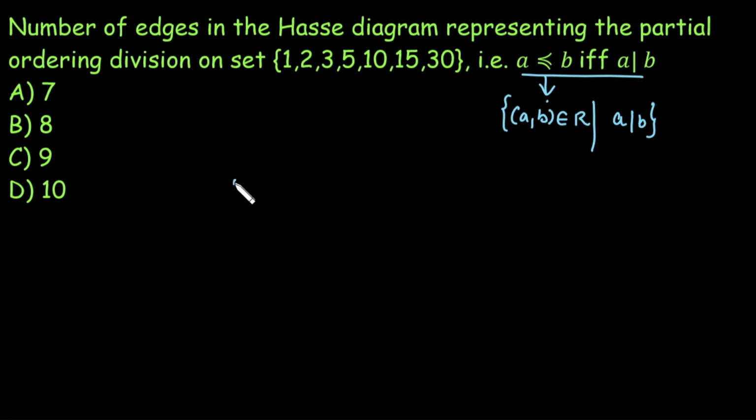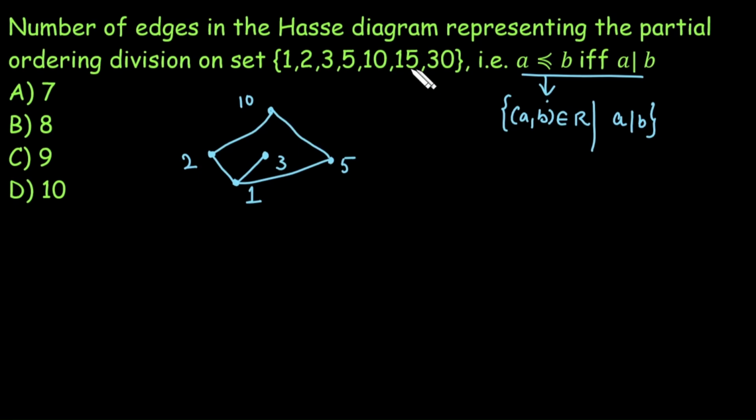Take the first element, put it at the bottom. Now 1 divides 2, yes, so its level is 1 above this. 1 divides 3 but 2 doesn't divide 3. So the level of 3 is parallel to the level of 2. 5: again its level is parallel to 2 and 3. 10: so the level of 10 will be higher than the level of 2 and 5. So let 10 be here. So 2 divides 10 and 5 divides 10 but 3 doesn't divide 10.